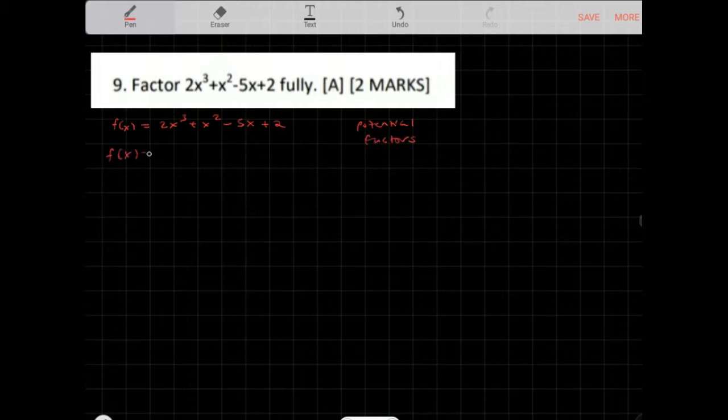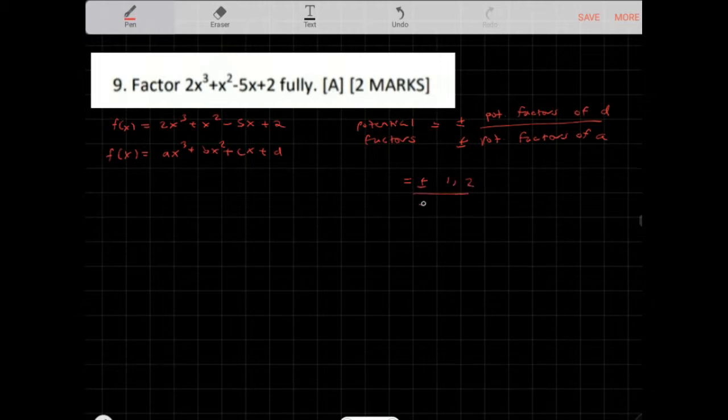Right, you can think about f of x as ax cubed plus bx squared plus cx plus d. Potential factors is basically plus minus the potential factors of the constant d over plus minus the potential factors of the leading coefficient a. So we can see that our factors of d here, because it's 2, we can do 1 and 2. And the leading coefficient is also going to be 1 and 2. So some of the potential factors can be 1 divided by 1, which is 1, plus minus. So these are just values you can test, plus minus 2, as well as plus minus 1/2. Okay, so these are just values you can test.